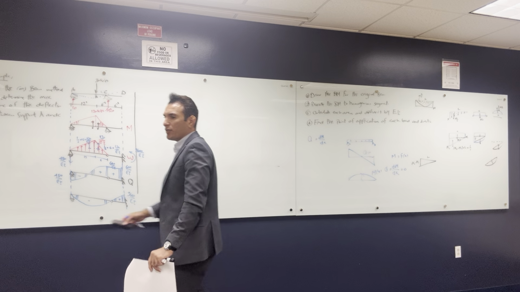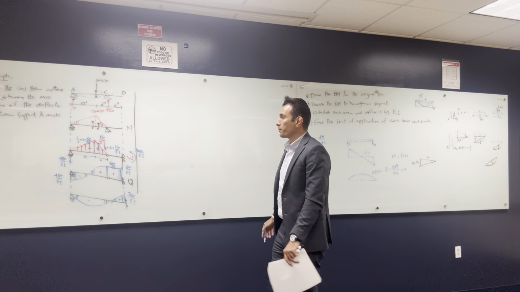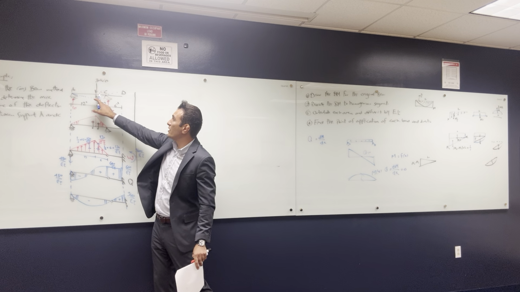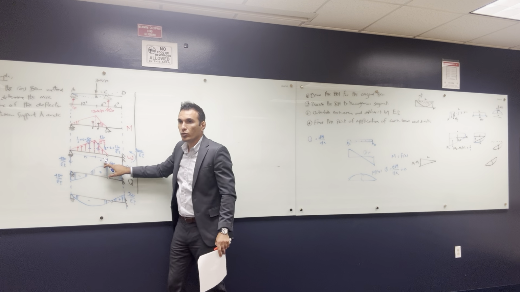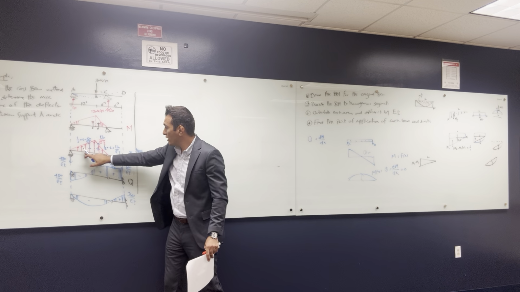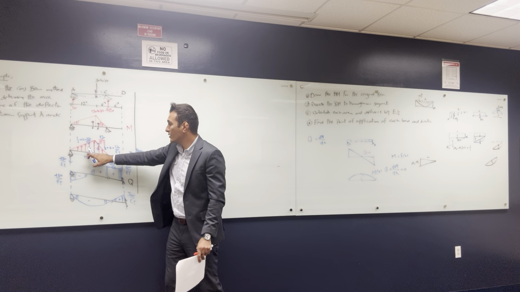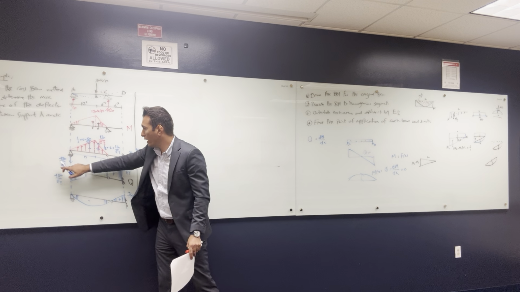For this one, do you guys have any strategy to find the point of zero shear? Let's think about it. You have 30 kips here, and you have a reaction here. If it's somewhere between these two supports, it's either here or here. But from my guess, it's somewhere here, because this is a big load, like 480.